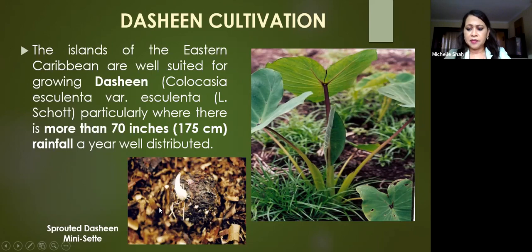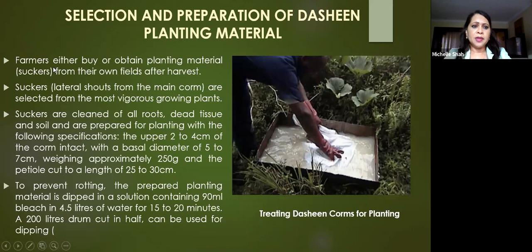Selection and preparation of dasheen. Farmers buy or obtain planting material, which are the suckers from their own fields after harvest. Suckers, which are the lateral shoots from the main comb, are selected from the most vigorous growing plants. Suckers are cleaned of all roots, dead tissue and soil, and are prepared for planting with the following specifications.